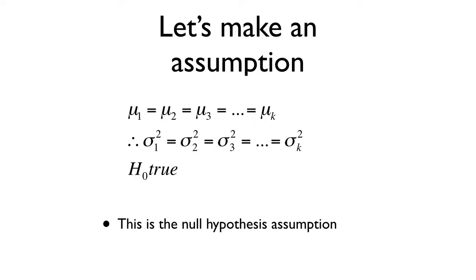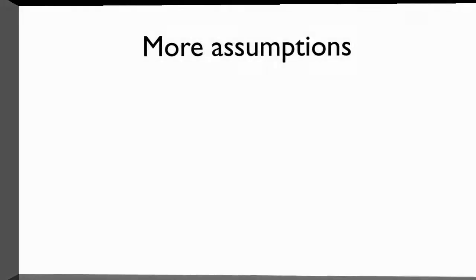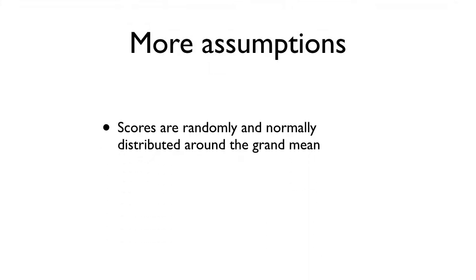Now the assumptions get a little harder to understand. I'm just telling you that. Your scores on whatever this test is that you do are normally distributed, and they're random around the grand mean. It's also a pretty standard assumption. So if I was to take a look at all your scores and look at the distribution, I'm just saying they're all just normally distributed around the grand mean.